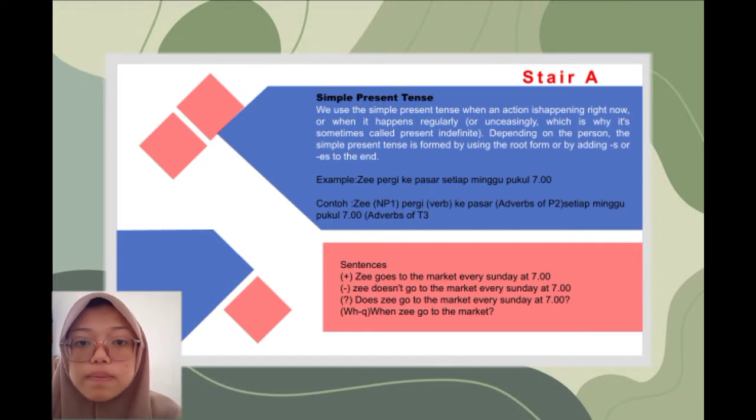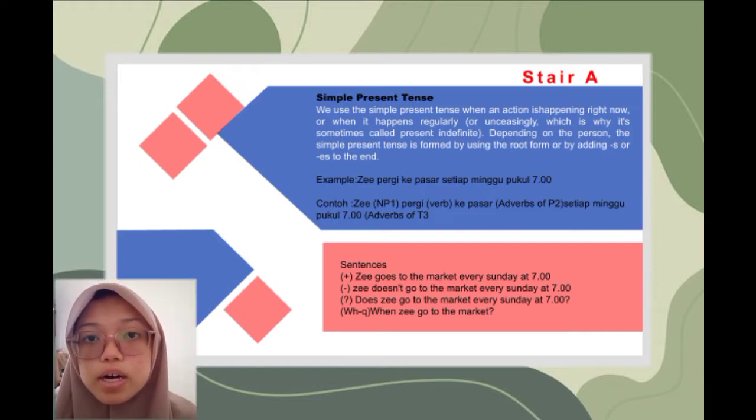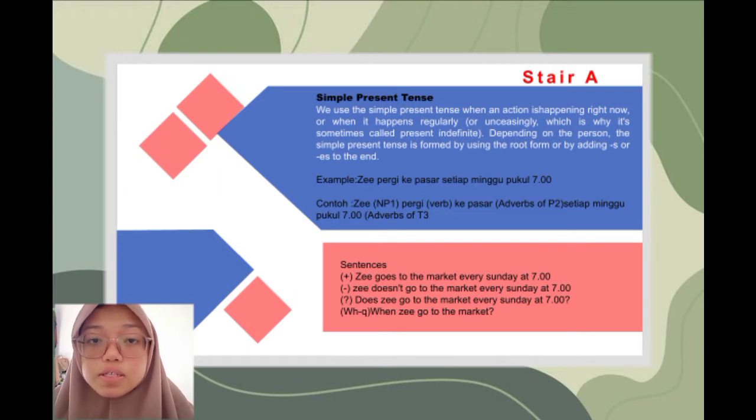Example, Z pergi ke pasar setiap minggu pukul 7. Example, Z and P1 pergi verb, ke pasar adverb of P2, setiap minggu pukul 7 adverb of time 3. Positive: Z goes to the market every Sunday at 7 o'clock. Negative: Z does not go to the market every Sunday at 7 o'clock. Interrogative: does Z go to the market every Sunday at 7 o'clock? Why, when Z go to the market?